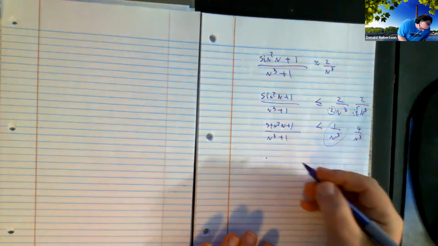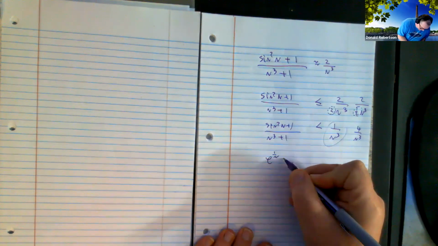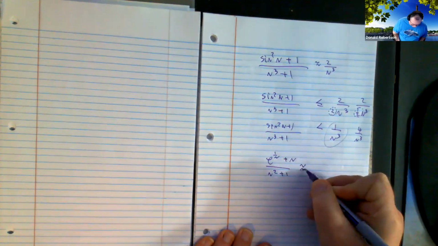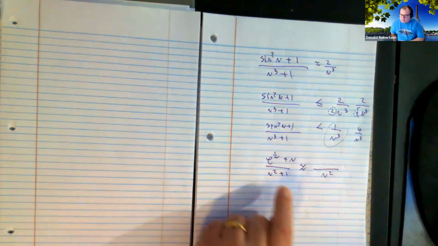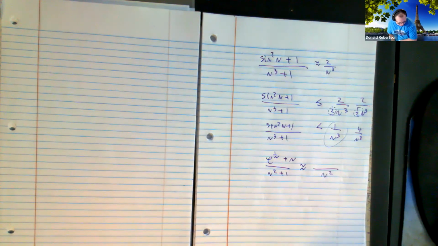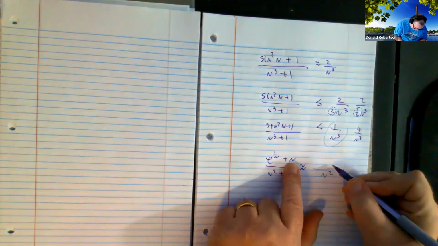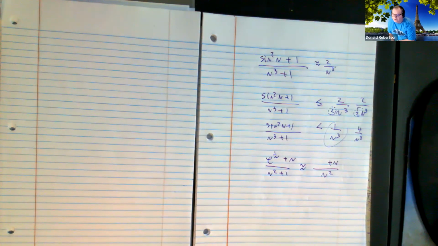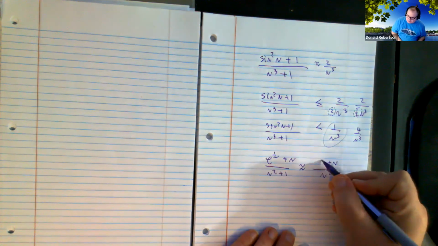Okay, let's put some guys in here: e to the 1 over n plus n over n squared plus 1. Let's just do the surgery, what it behaves like. The bottom behaves like n squared, and that's definitely n. What does e to the 1 over n look like when n gets really big? That'd just be e to the 0, and e to the 0 is essentially 1.